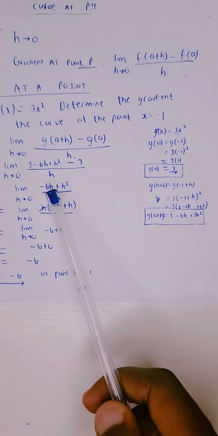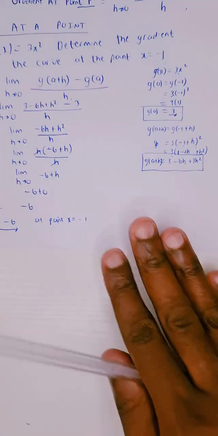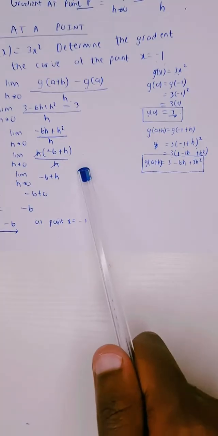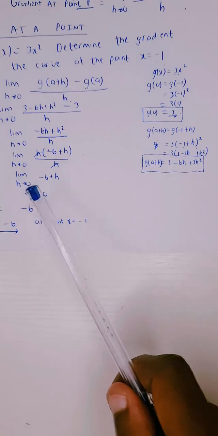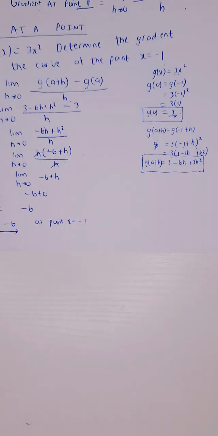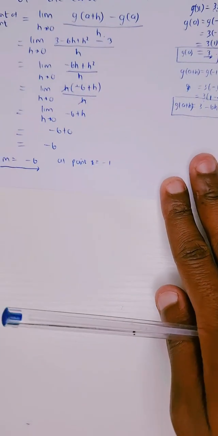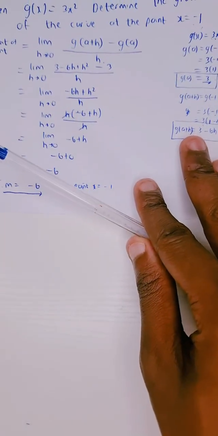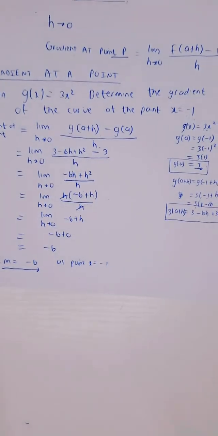We add the like terms, take out a common factor, cancel, and then we simplify. We only apply 0 when we have an expression that has no denominator, that is the variable h, and then we can actually check what the limit is. It's -6, but if we remember, this -6 is a representation of the gradient at the point x is equal to -1 in the function 3x squared.